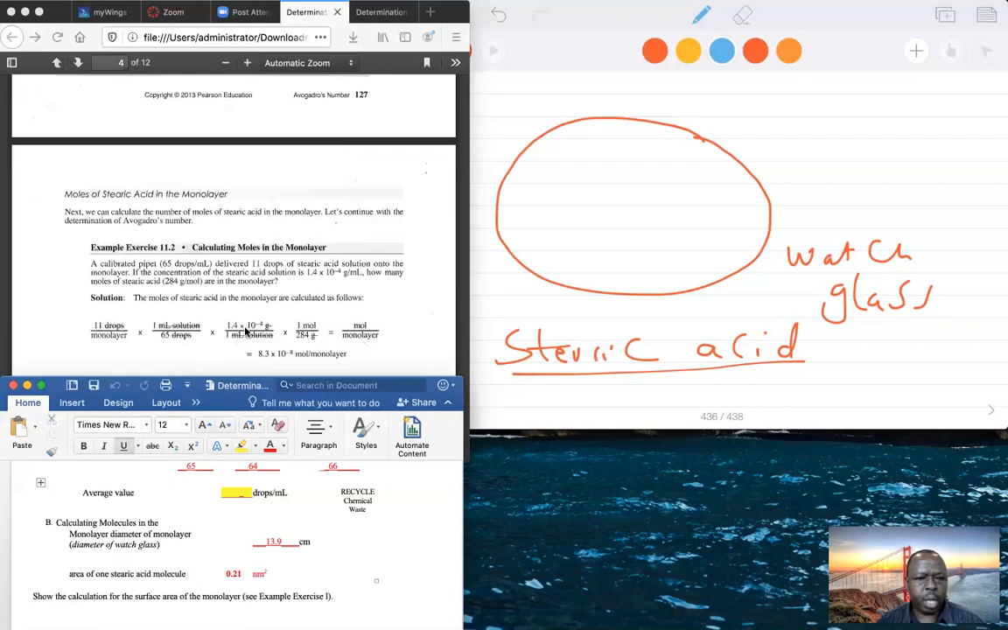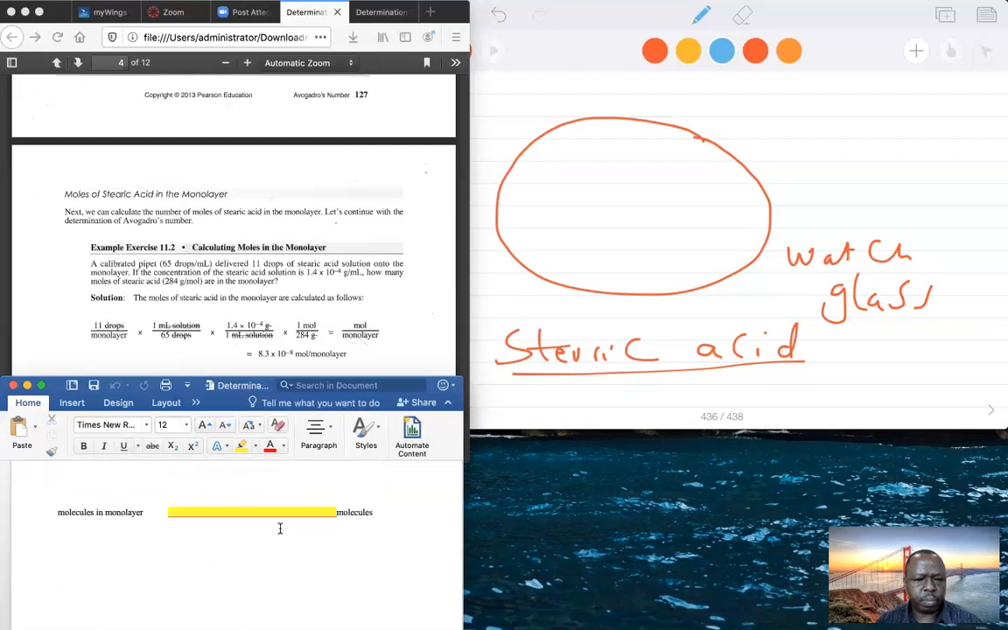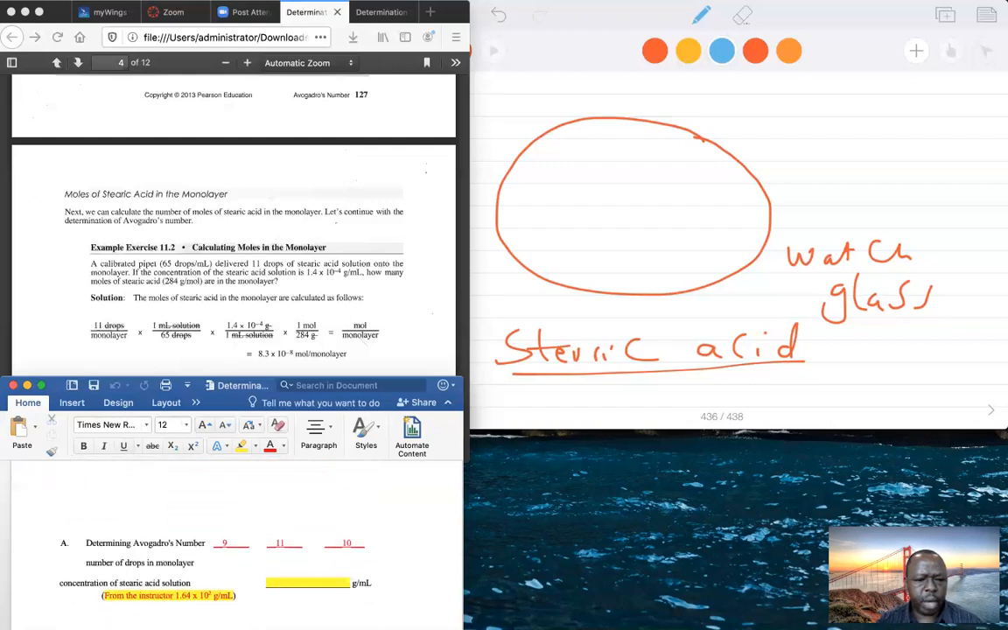This one, you have 1.48 grams. I have given you that in the data sheet as well. You should use this value, which you see from the instructor. This is the grams, or mass, of stearic acid per ml. In 1 ml, this is the mass. So I have to count how many.